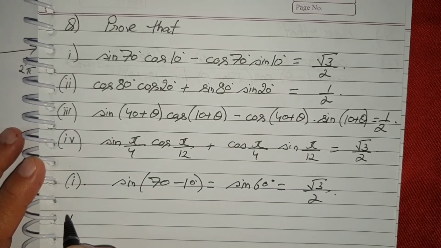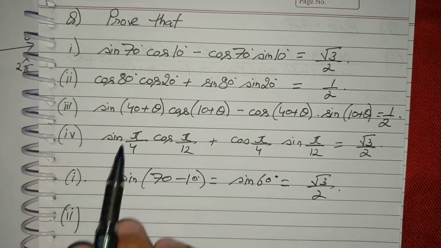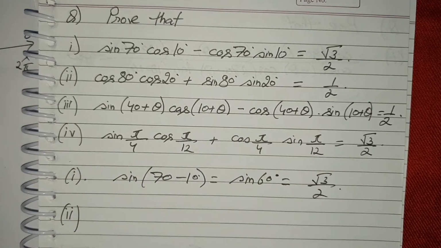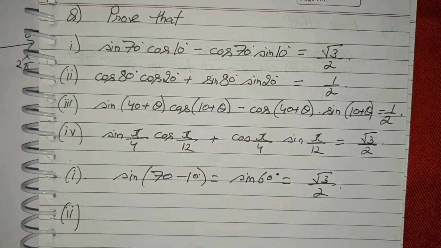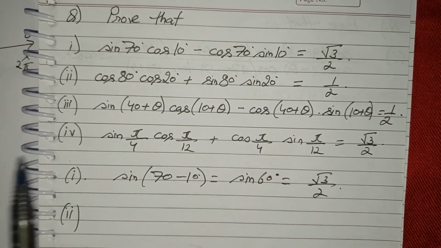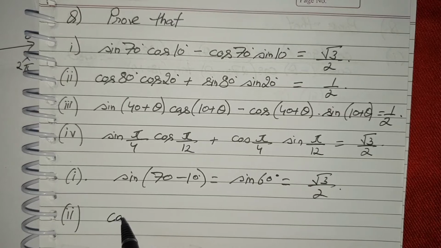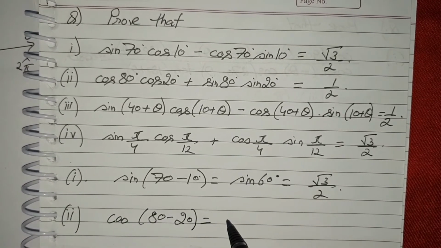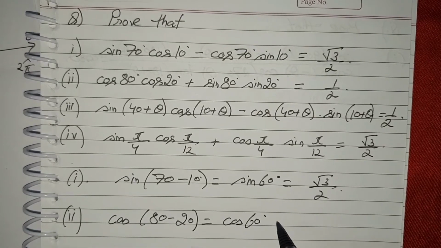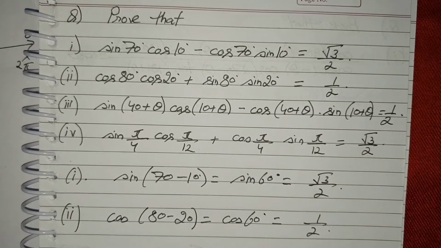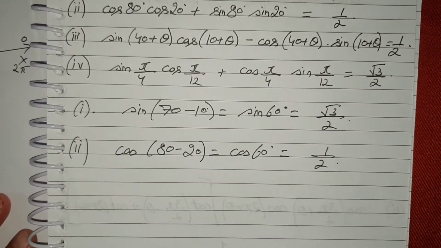Now the second one. Again the same thing. Cos 80 cos 20 plus sine 80 sine 20 is 1 by 2. Now what formula is this? Cos A cos B plus sine A sine B, so it's cos A minus B. So we can simply write cos 80 minus 20, which is cos 60, and cos 60 is 1 by 2. Proved. Third one.